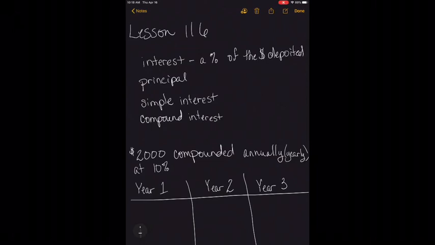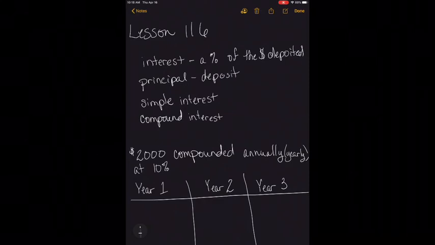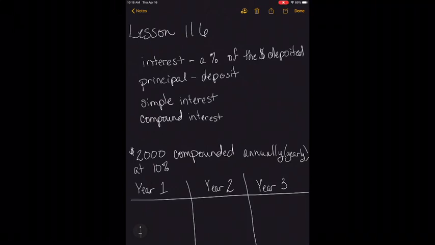Okay, so that means you keep all of your money, plus they pay you a certain percentage of what you've put in. And we have a name for the money that you've put into the bank, and it is called principal. Okay, so that's your deposit. And that's what the bank might use to determine the amount of interest they pay you.